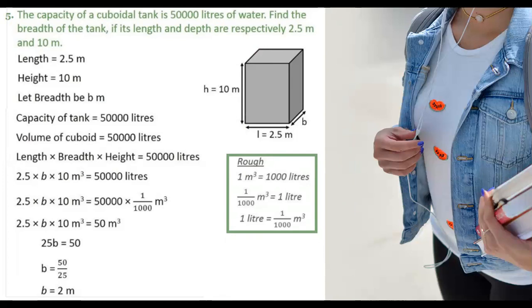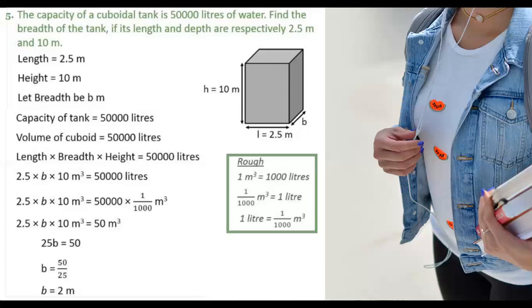Let us suppose breadth as B meters, because length and height are given in meters. Now volume of cuboid is 50,000 liters since the capacity of the tank is 50,000 liters. That is, length into breadth into height is equal to 50,000 liters. Here we have the length, breadth and height in meters, but on the right side we have liters. So we need to convert these liters into meter cube. We know that 1 meter cube is equal to 1000 liters, so 1 liter is equal to 1 by 1000 meter cube.